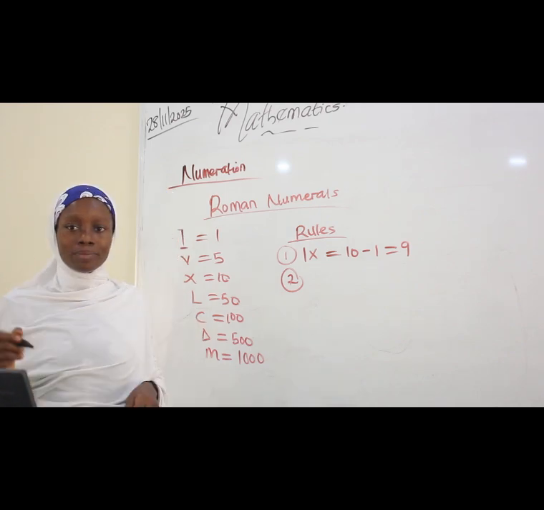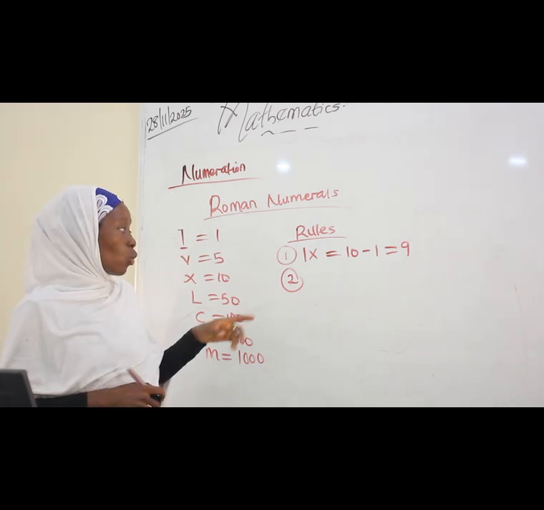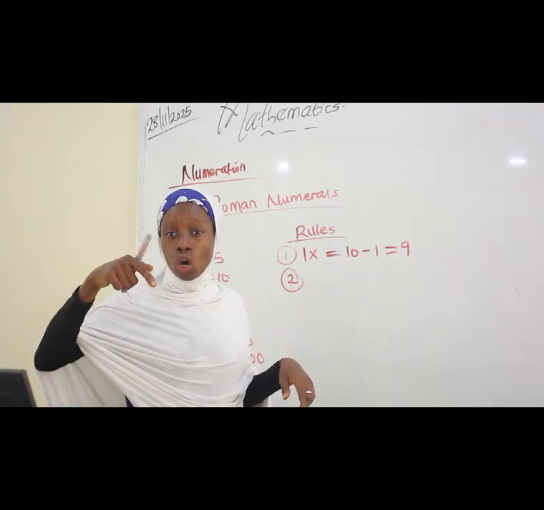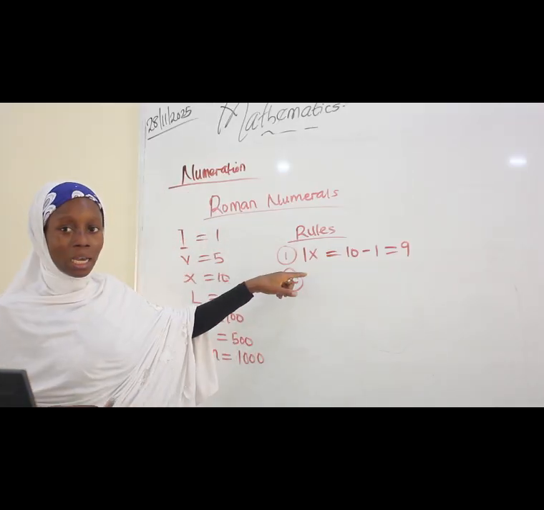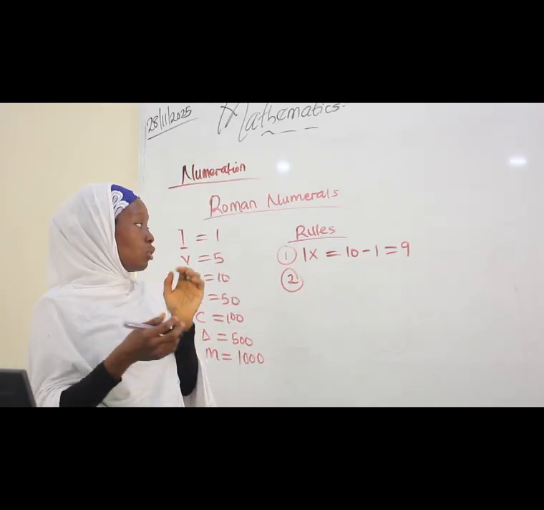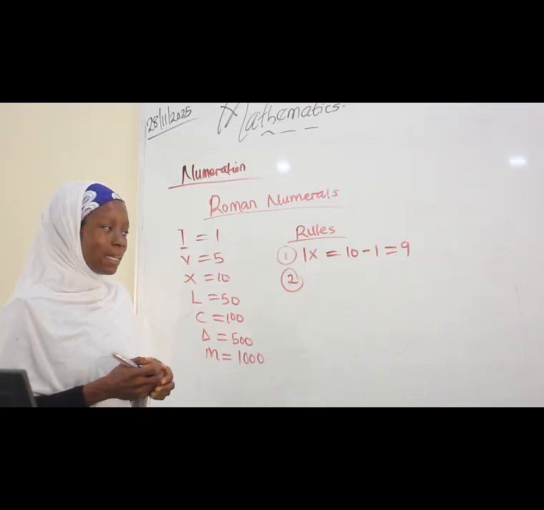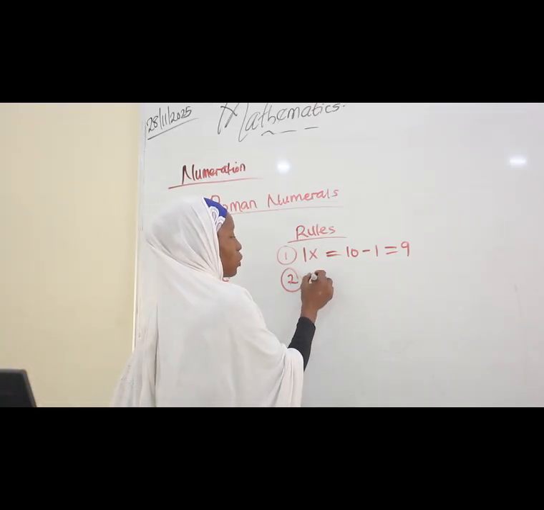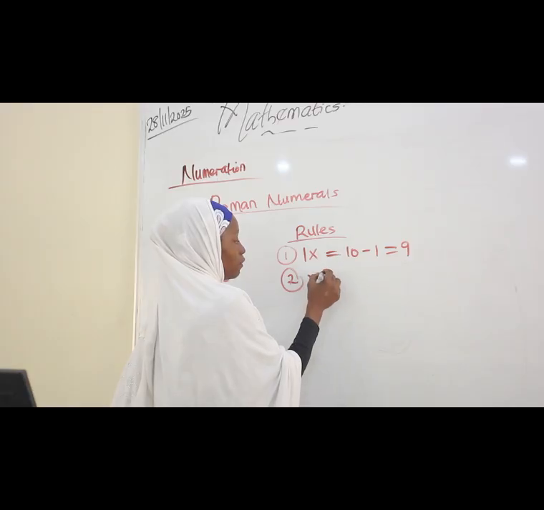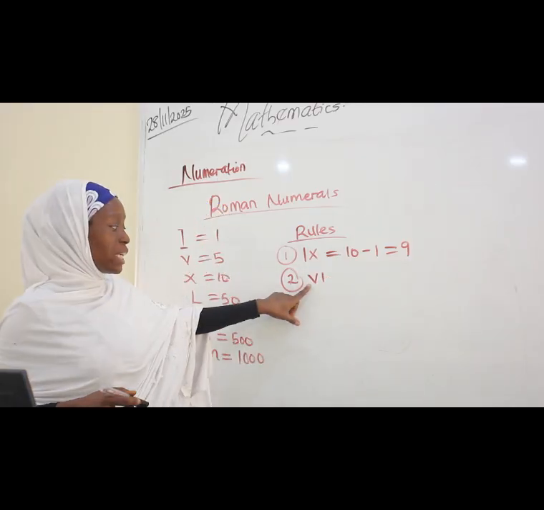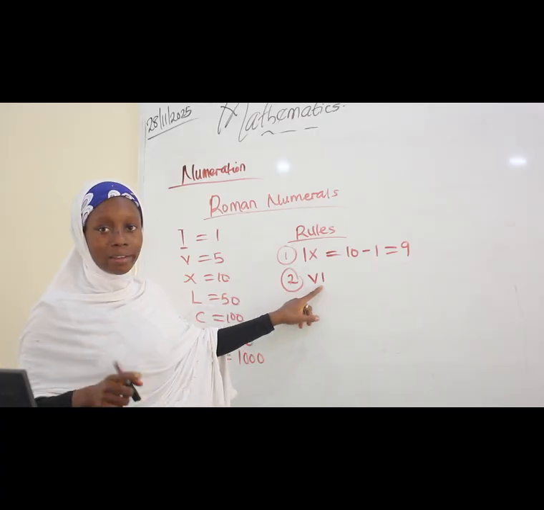That's rule number 1. Then rule number 2: when the smaller Roman numeral is coming after the bigger one, it means you add the 2 together. So for example, let's say we have VI. V is 5. I is 1.